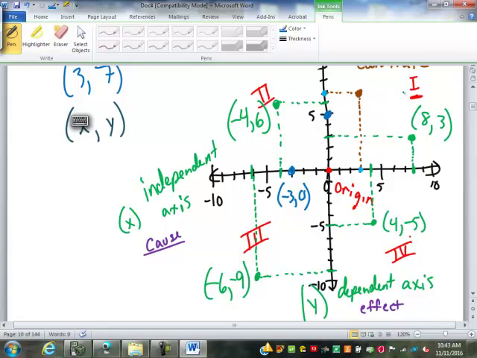How about this point? Perfect. On the horizontal, it's at 0. Vertically, it's at 5. So when they're on one of the axes, one of the coordinates is going to be 0. If it's on the x-axis, the y-coordinate is 0. The vertical coordinate is 0. If it's on the y-axis, the x-coordinate, the horizontal coordinate, is 0.